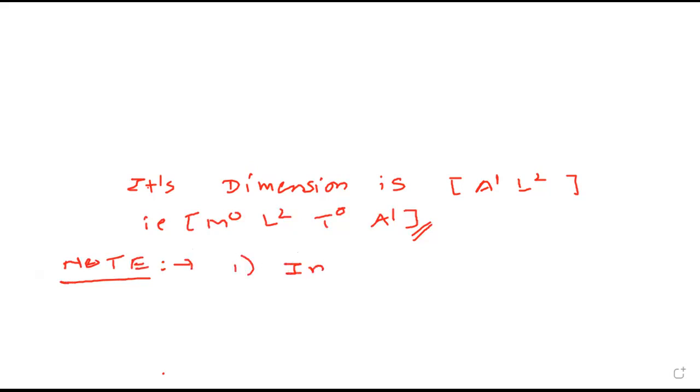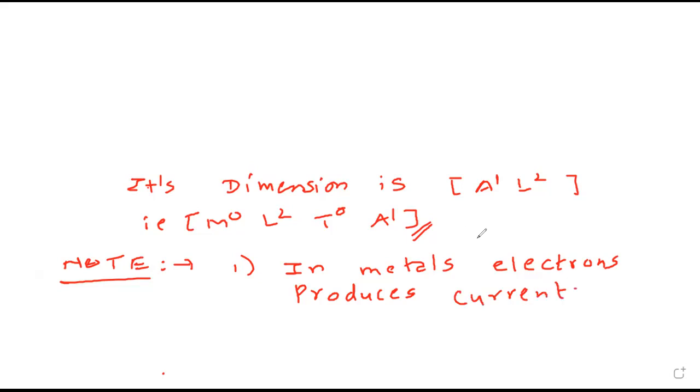In metals, electrons produce current. When we say electron, we are talking about free electrons which are loosely bound with the nucleus. So in metal, electrons produce current. The motion of electron produces current, to be more precise.